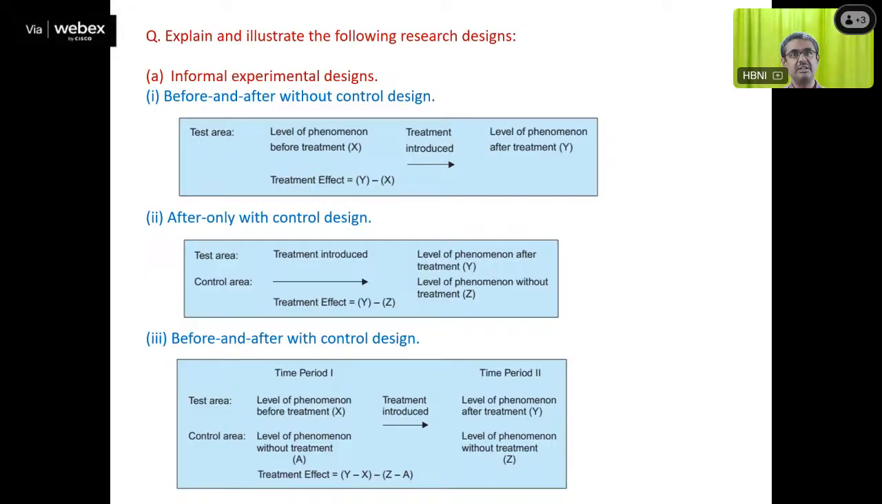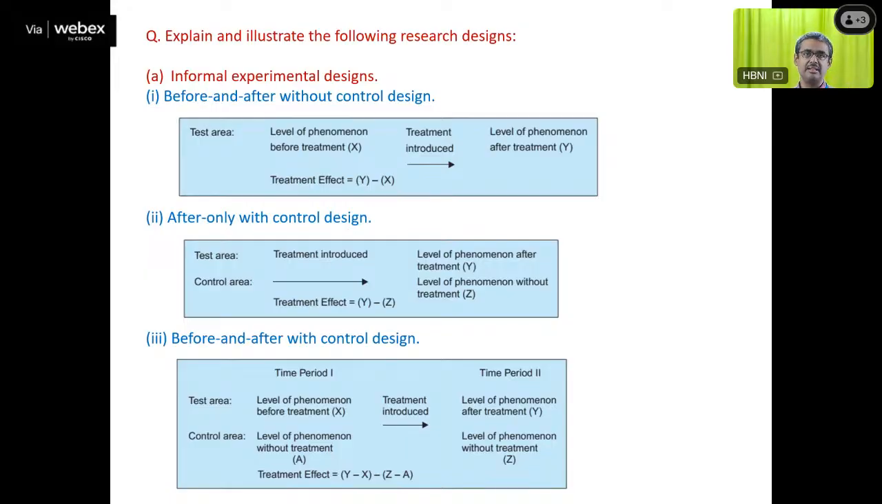We studied before and after without control design, where the test area was measured before the treatment was introduced. The level of phenomena was measured before the treatment was introduced, and the level of phenomena was measured after the treatment was introduced. It means you measure your dependent variable before applying a treatment in that area, and after applying the treatment in that area. So the treatment effect is whatever you get of the measurement after the treatment minus whatever you measured before the treatment. So this is before and after without control.